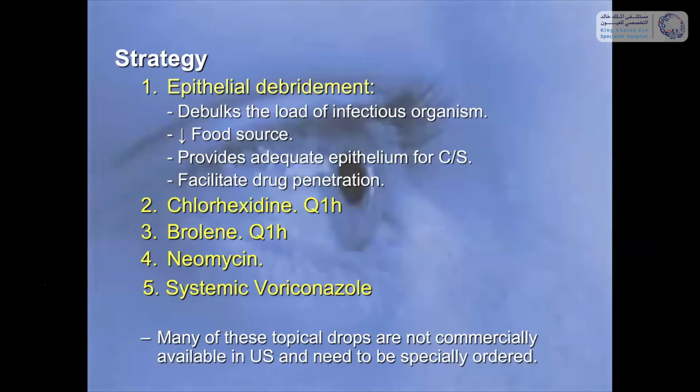Commonly we use from the biguanide chlorhexidine, and usually we start the chlorhexidine and propamidine one hourly. We start aggressive in the early stages. Neomycin, another topical medication, is sometimes used, and also systemic voriconazole is an important part of the treatment. Many of these topical drops are not commercially available in the US and need to be specially ordered.